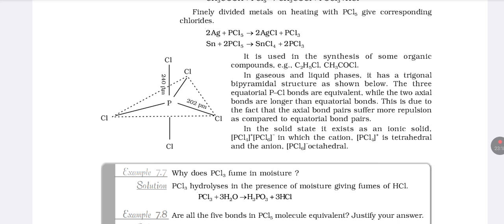In gaseous and liquid phase, it has a trigonal bipyramidal structure. The three equatorial phosphorus-chlorine bonds are equivalent, while the two axial bonds are longer than the equatorial bonds. This is due to the axial bond pairs suffering more repulsion as compared to the equatorial bonds.